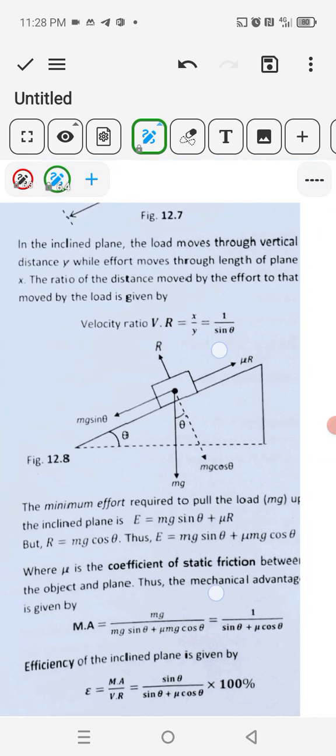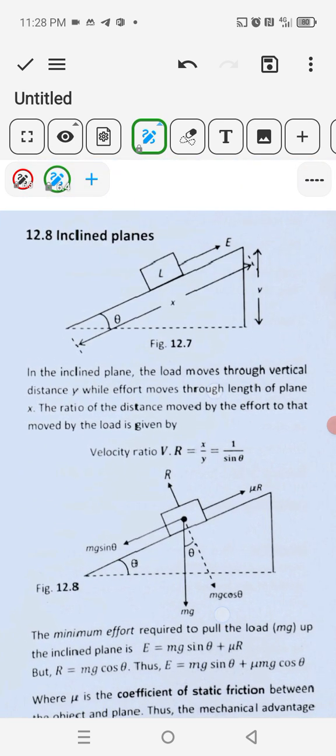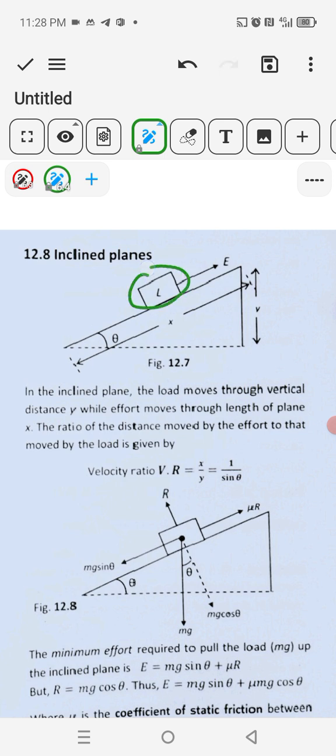So keep that in mind. That's what they are trying to prove at this point. So the velocity ratio of an inclined plane is 1 over sine theta. Now on this inclined plane, this object will move this distance up until it gets to this particular point. So this is the effort that they are using to pull this load up. They are applying this effort to pull it up.